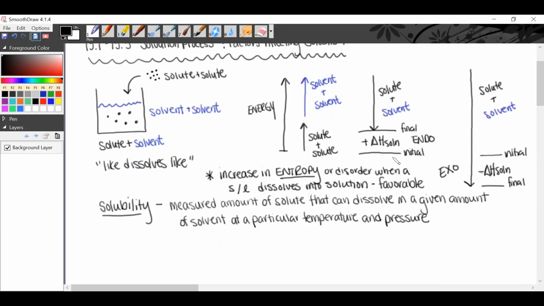Okay, so the reason we're talking about entropy here is because it's going to play a role in some other things that we're going to talk about a little bit later on. Any questions so far on any of this vocab?